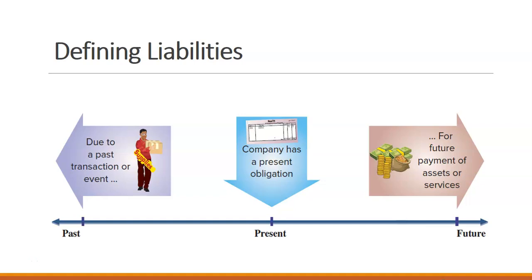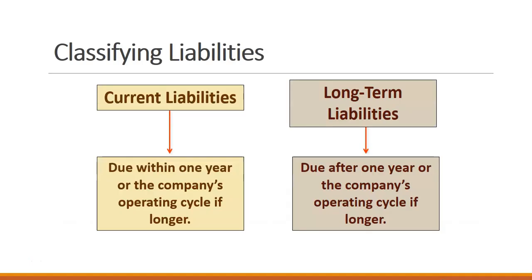Liabilities are money that we owe to others for payment of assets, like inventory, supplies, equipment, and any services. If we have payroll expenses, notes payable, all of those things are liabilities. So we have long-term and current liabilities.